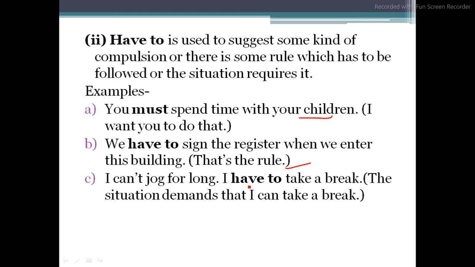If we are talking about a particular situation, in that case we will use have to. Over here we are talking about a particular situation. We are actually talking about jogging, and that I cannot jog for long. So therefore I need to take a break. So for a particular situation we are using have to over here.